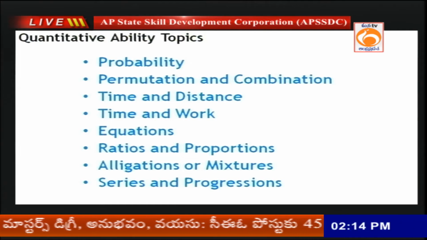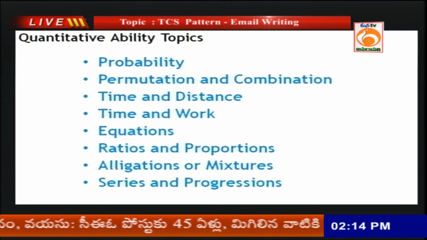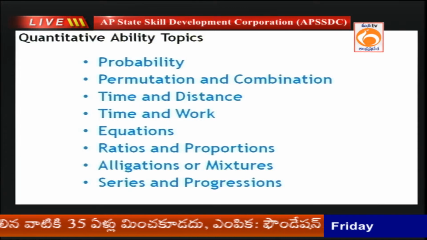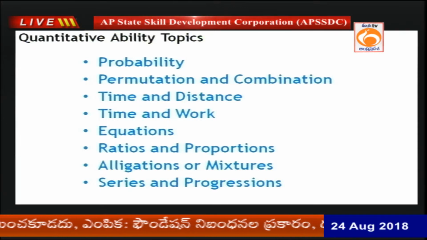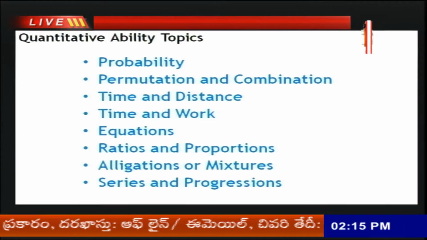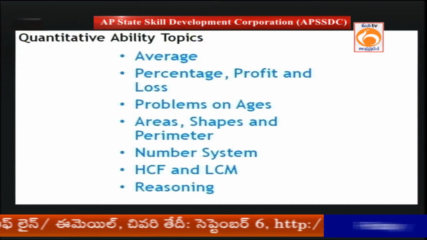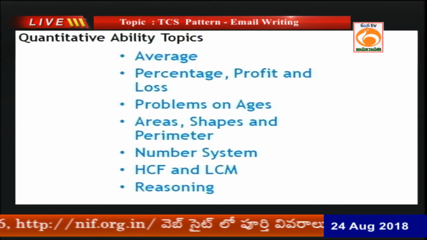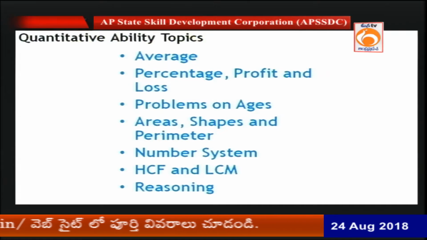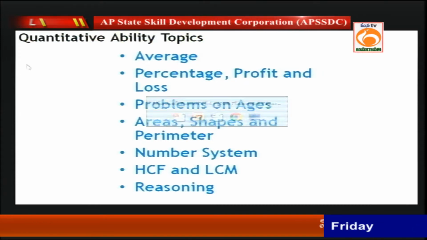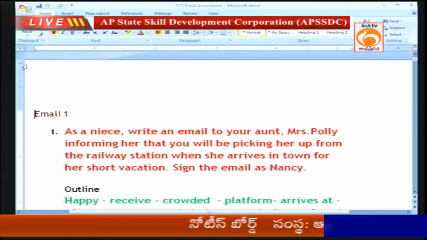Now the topics that are going to be covered for quantitative aptitude are probability, permutation and combination, time and distance, time and work equations, ratios and proportions, allegation or mixture, series and progression. Then you have average, percentage, profit and loss, problems on ages, area, shapes and perimeter, number system, HCF and LCM, and reasoning.